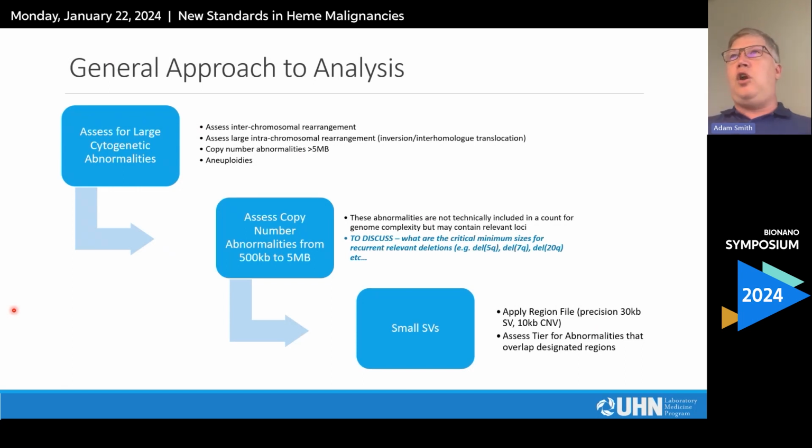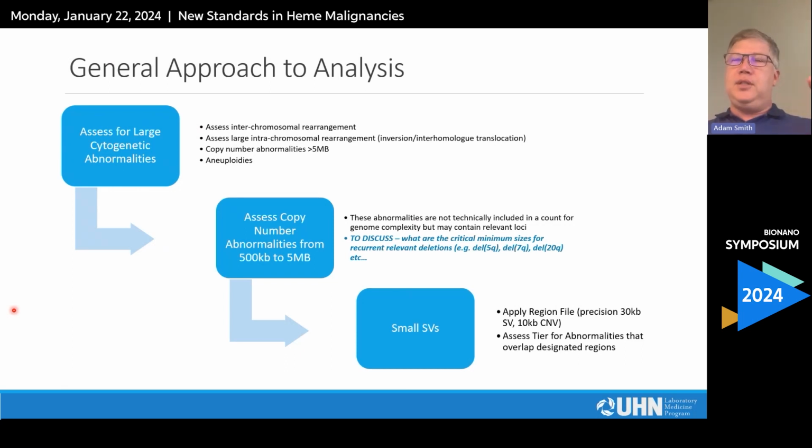First, we want to assess for large cytogenetic abnormalities. These are interchromosomal rearrangements, intrachromosomal rearrangements, including inversions and homolog translocations, and copy number abnormalities greater than 5 megabases, aneuploidies, etc. This is stuff that's usually going to jump out on the circos plot for you right away. It's going to be fairly easy to see. This is also most of what's going to be included in any assessment of genome complexity. From there, we're going to look at copy number abnormalities between 500 kb and 5 megabases.